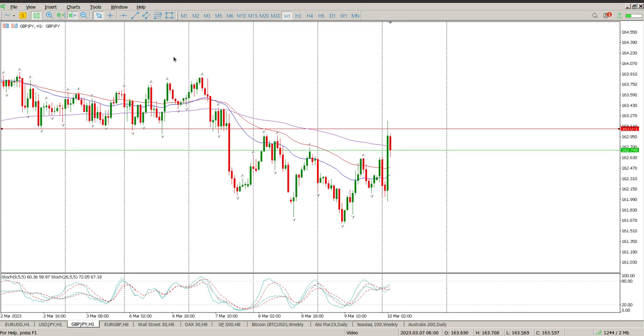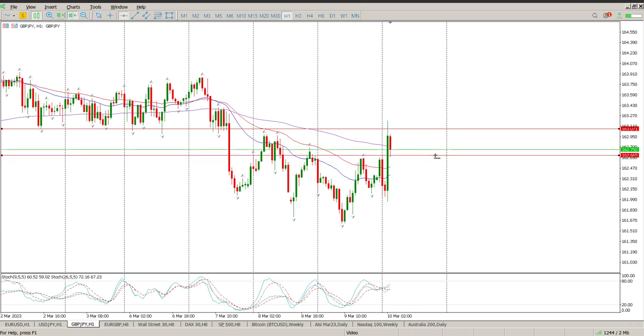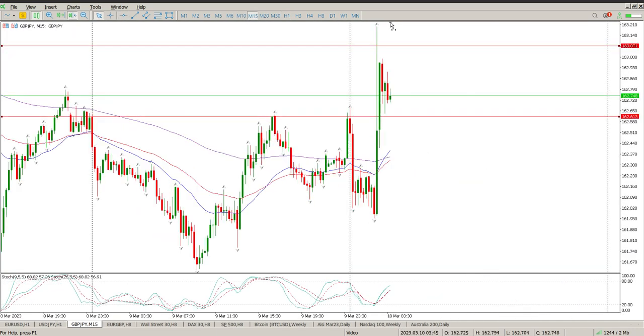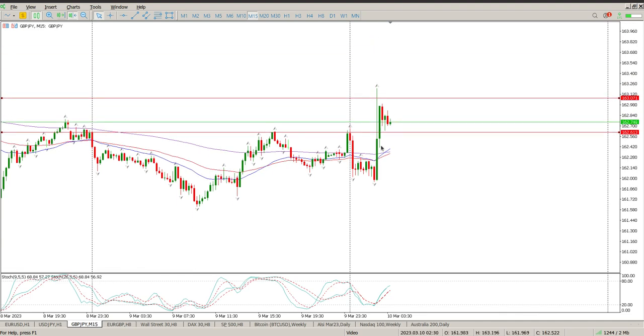So we're coming back to test it. So if you do that, and you drop down to the 15 minutes, what you may find is price pulling back here during the European session.